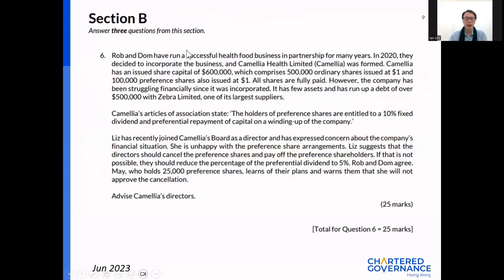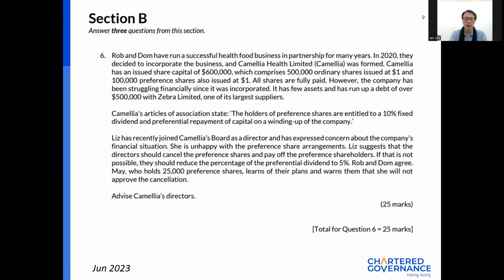Now, let's look at question number 6. We have Rob and Dom, who have run a successful health food business in partnership for many years. In 2020, they decided to incorporate the business. The company Camellia Health Limited was formed. Camellia has an issued share capital of 600,000, comprised of 500,000 ordinary shares and 100,000 preference shares. So again, we have a situation of more than one class of shares. All the shares are fully paid.